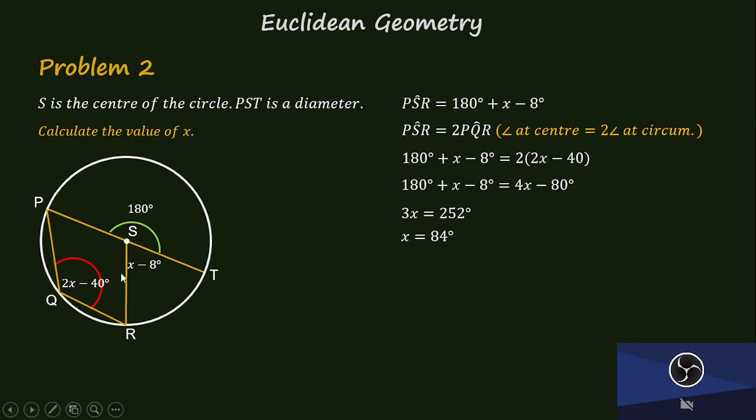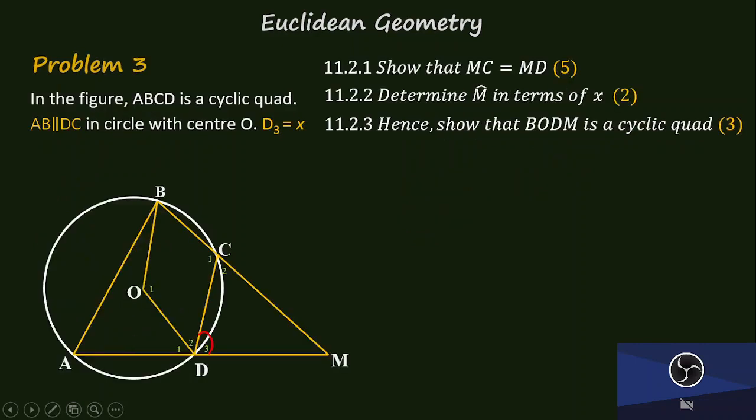So the only thing was for you to notice the angle at center to the angle at the circumference theorem, and also be able to remember that the angles along a straight line add up to 180 degrees, so that you can use the whole of that as the angle at center and then twice the angle at the circumference. Let's look now at problem 3.